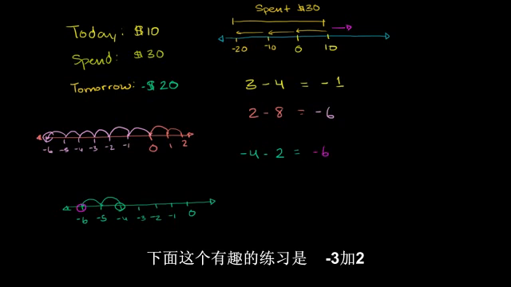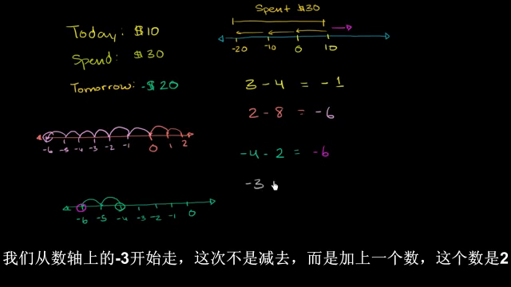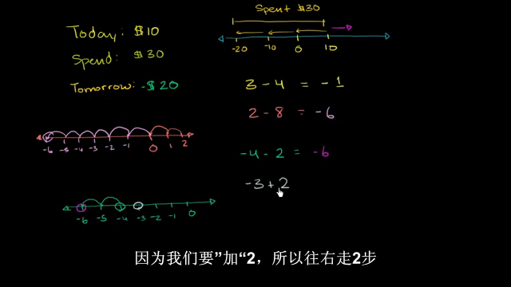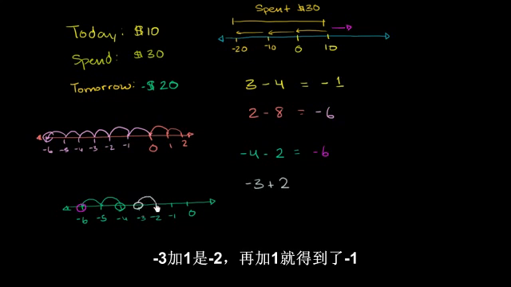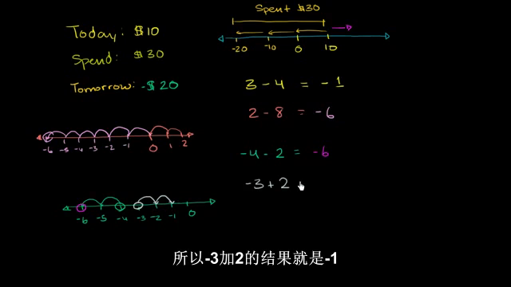Let's do another interesting thing. Let's start at negative 3. Instead of subtracting something from that, let's add 2 to it. So where would this put us on the number line? We're starting at negative 3, and we're adding 2. So we're going to move to the right. So you add 1, you become negative 2. But if you add another 1, which we have to do, you become negative 1. You move 2 to the right. So negative 3 plus 2 is negative 1.